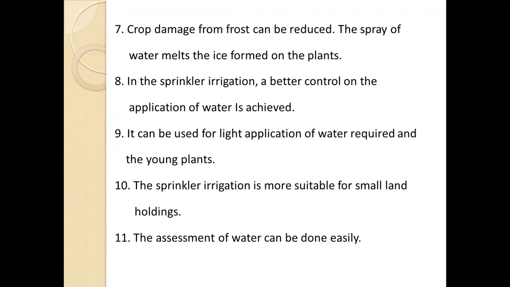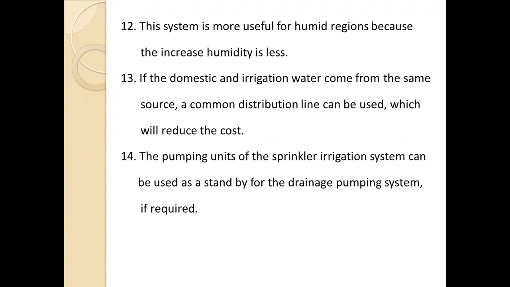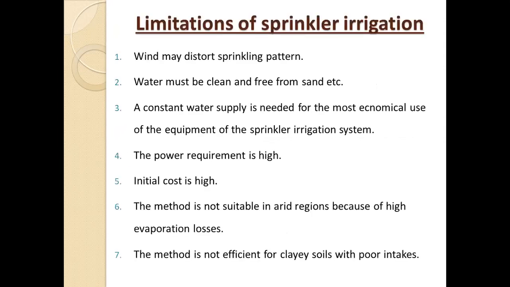Sprinkler irrigation is more suitable for small land holdings. The assessment of water can be done easily. This system is more useful for humid regions because the increase in humidity is less. If the domestic and irrigation water come from the same source, a common distribution line can be used, which will reduce the cost. Pumping units of the sprinkler irrigation system can be used as a standby for the drainage pumping system if required.